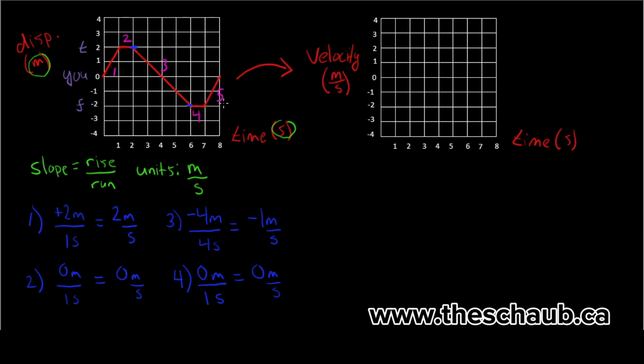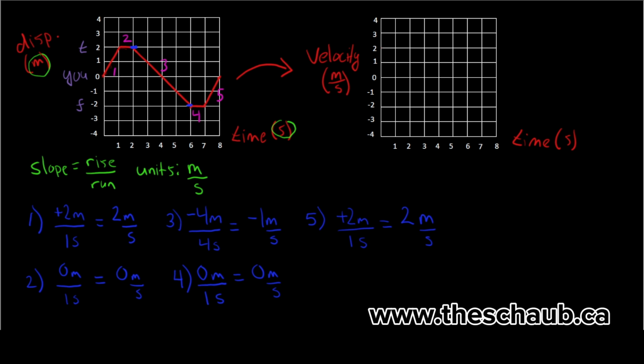In our final segment, segment 5, we're scooting back to our desk from our friend's desk. We have a rise of positive 2 meters from -2 to 0. And we have a run of 1 second, as it takes us 1 second to return to our desk. This gives us a final slope of 2, giving us a final velocity of 2 meters per second in the final segment. Now let's translate all of these velocities onto our velocity time graph.